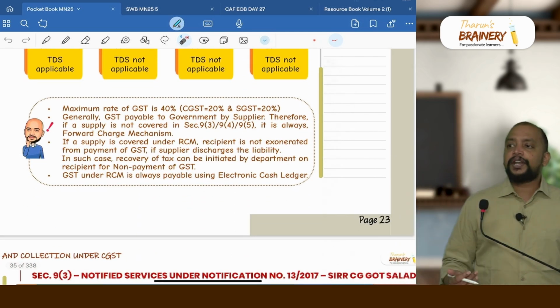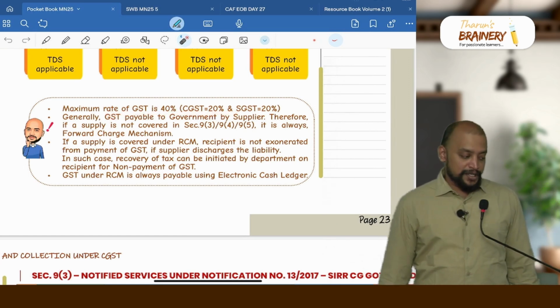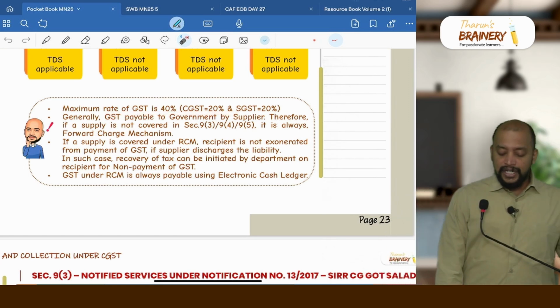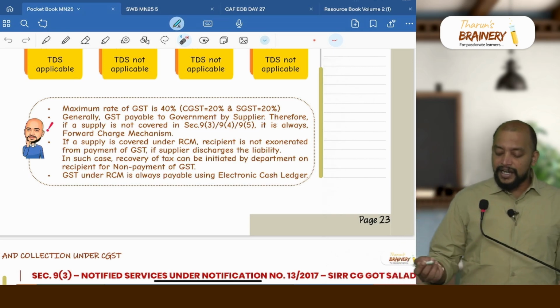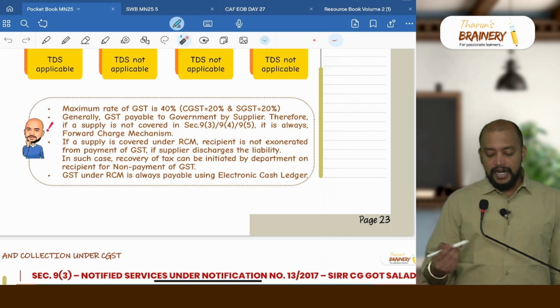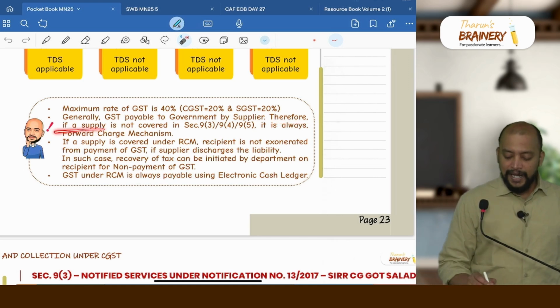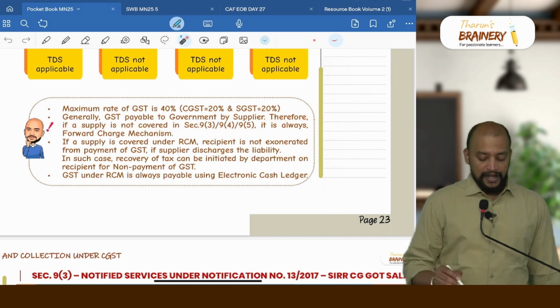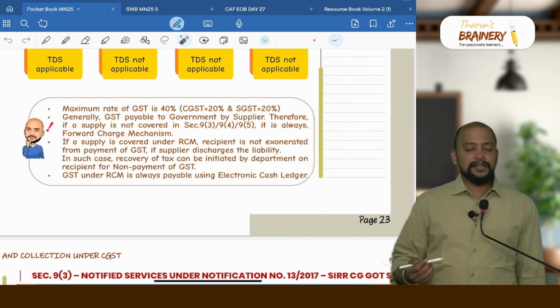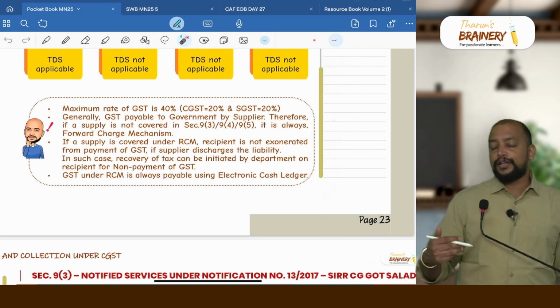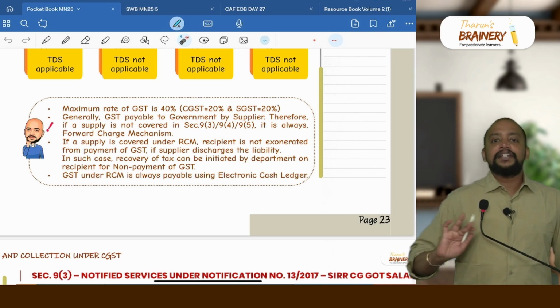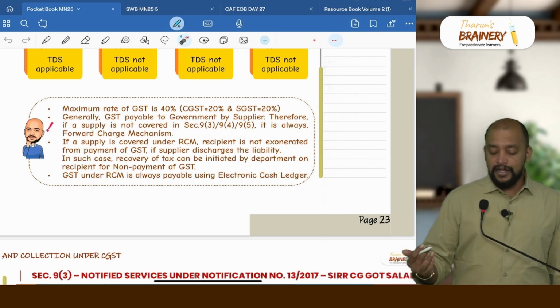Then some important points in this regard: the maximum rate of GST is 40%. In that, CGST will be 20%, SGST 20%, and generally GST is payable to the government by the supplier. But in these sections 9(3), 9(4), 9(5), only then will the recipient or any other person pay as RCM. Therefore, if a supply is not covered in 9(3), 9(4), 9(5), then it is always forward charge mechanism. Whenever it is 9(5), don't call it RCM. It is supply through an e-commerce operator who will pay. That will not be called RCM liability of the e-commerce operator.